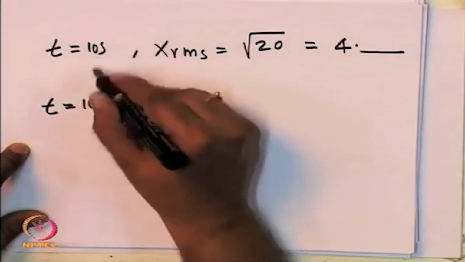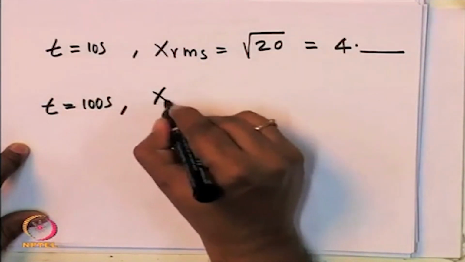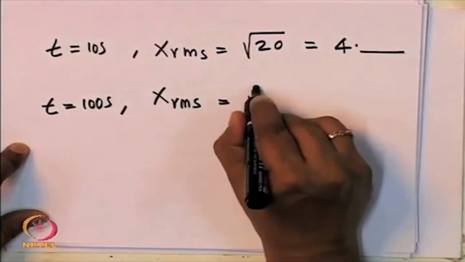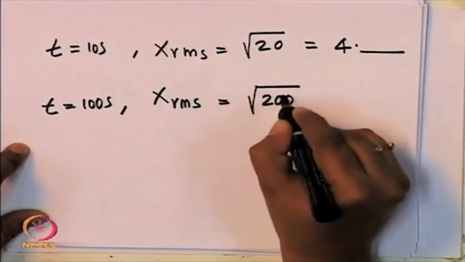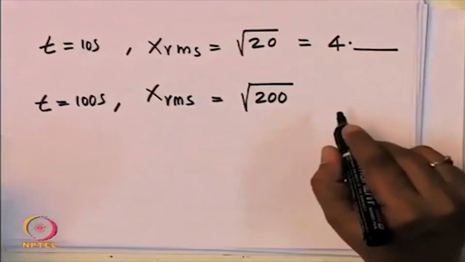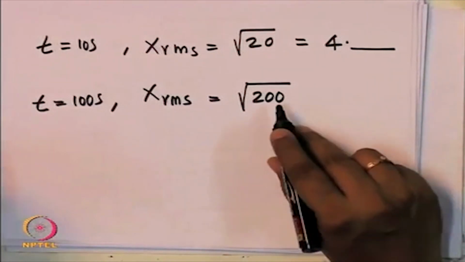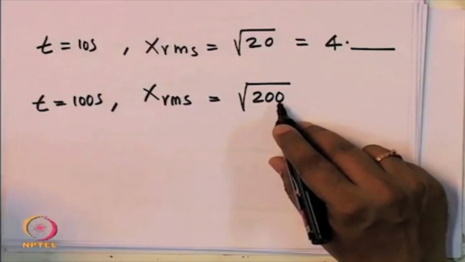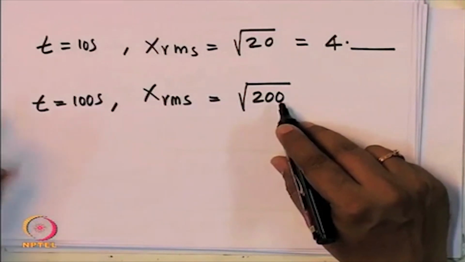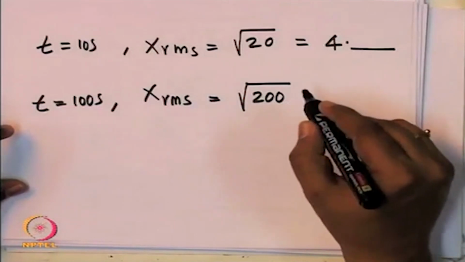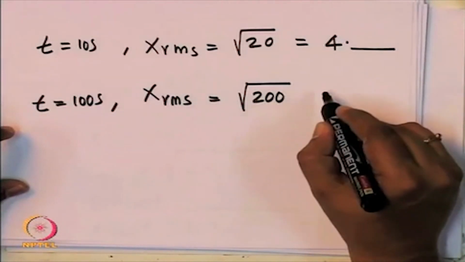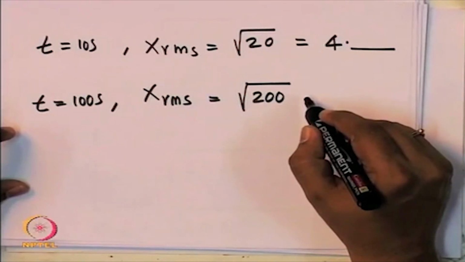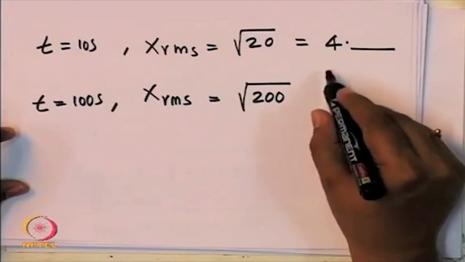And in 100 seconds, the time has changed by 10 times. If you wait 10 times longer, it would have diffused a distance root of 200. What is root of 100? Root of 100 is 10. So this is a little above 10. So root of 200 is some quantity much larger than root of 100.